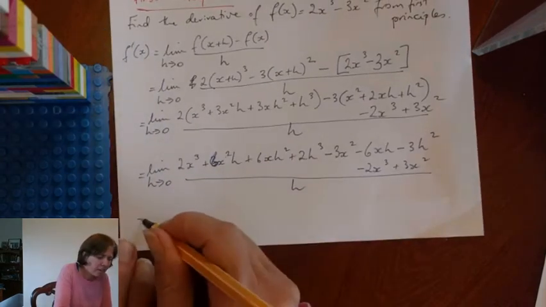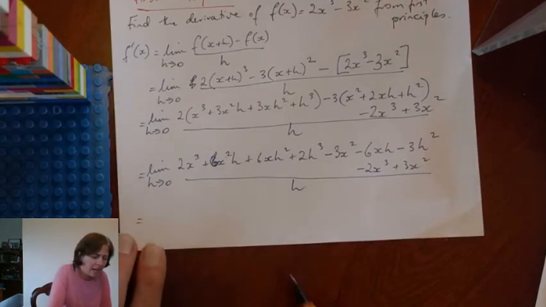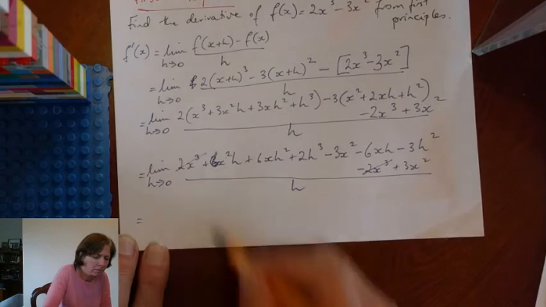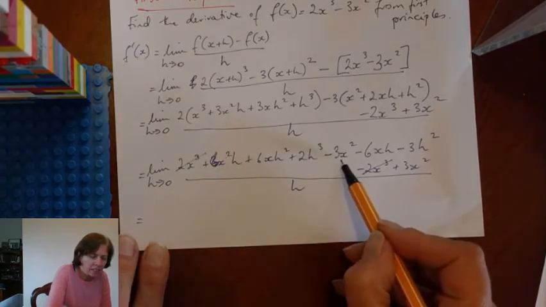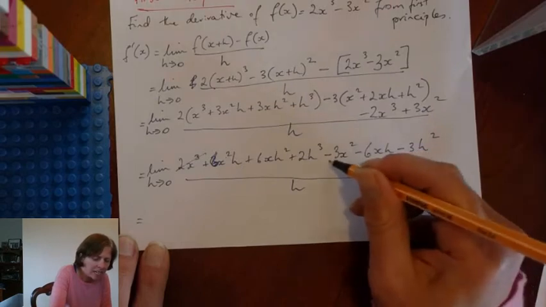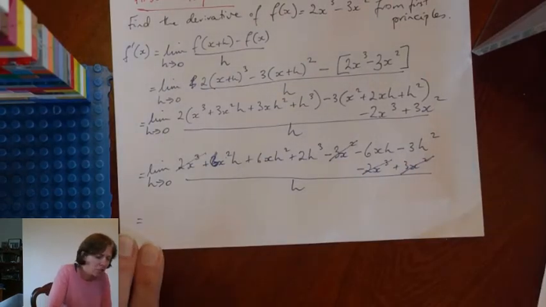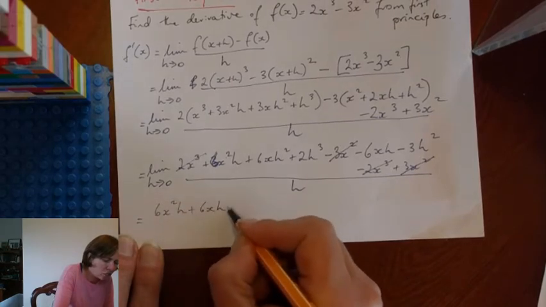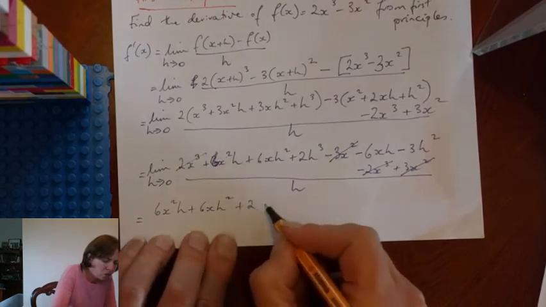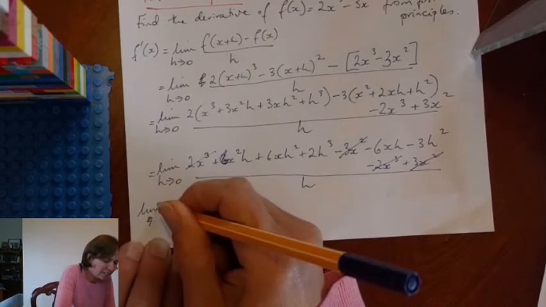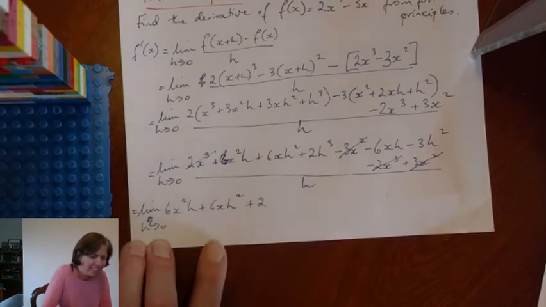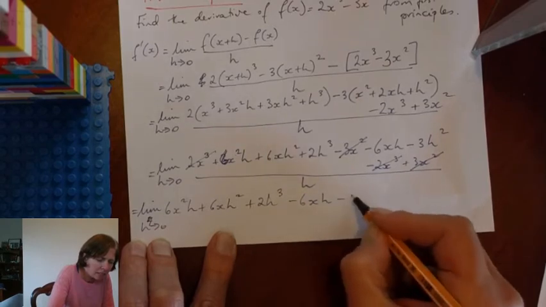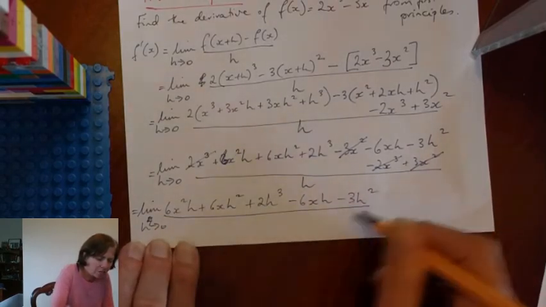Equals. Okay, now I can start simplifying things. I've got 2x cubed here and minus 2x cubed here. They will cancel. I've got a minus 3x squared here and a plus 3x squared here. They will cancel. So what I'm left with is 6x squared h plus 6xh squared plus 2. Oh, and I've forgotten my limit. Limit as h approaches 0. What am I up to? Plus 2h cubed minus 6xh minus 3h squared, all over h.